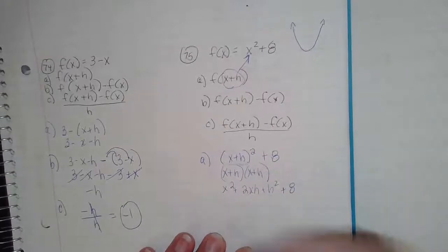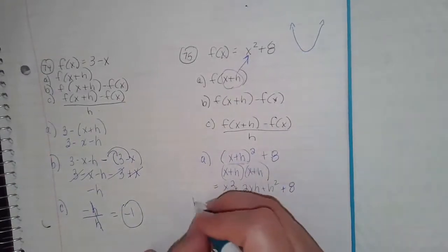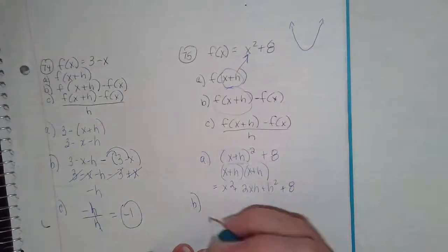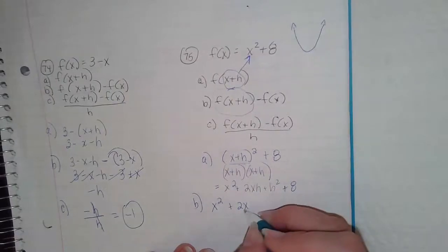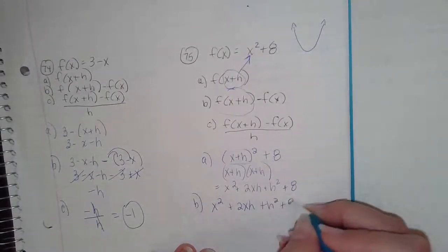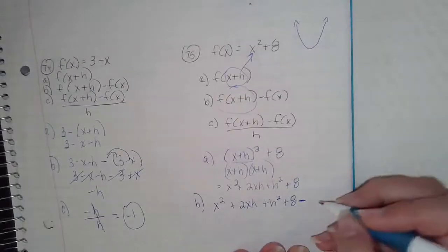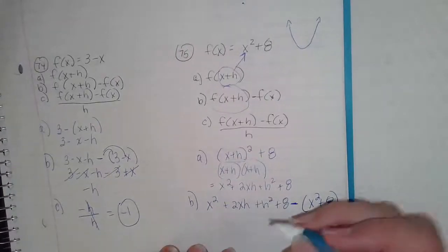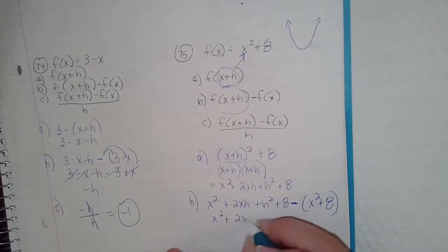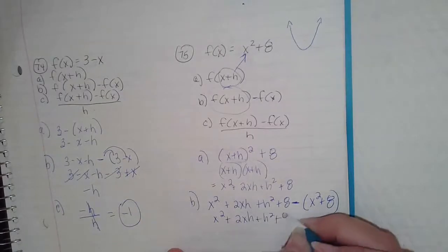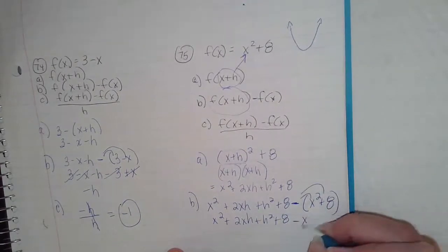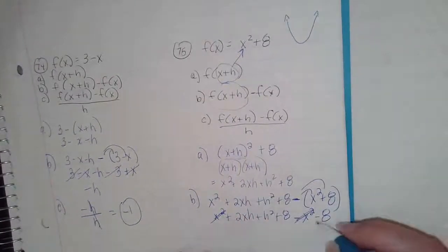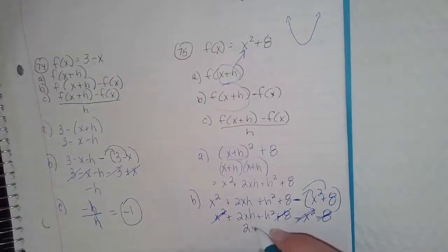That's A answer. B answer, we take what we just did and we build on it. We subtract what we just found, x squared plus 2xh plus h squared plus 8. They're all different terms. Then subtract the original function, x squared plus 8. Now what happens here is it reduces a lot. We distribute our negative sign, minus x squared minus 8. When we do that, the x squareds cancel, the 8's cancel, and then you just have two terms left, and both of those have an h in it.